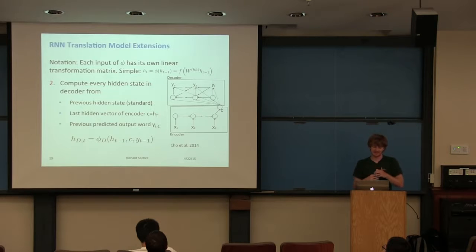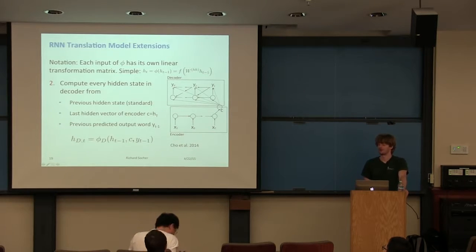So the next extension, again here we define our phi, and we contrast this to our simple decoder. The next extension is that we'll actually compute every hidden state in the decoder using 3 different inputs. The first one is the previous hidden state. That's the same as what we had before in a standard recurrent neural net. But then we will also actually condition every single step on the last hidden vector of the encoder. So we have here our encoder. We have usually here our HT, and now we'll just define HT at the end of the source sentence as C, and now C will just get its own linear transformation matrix and is added to these other 2.